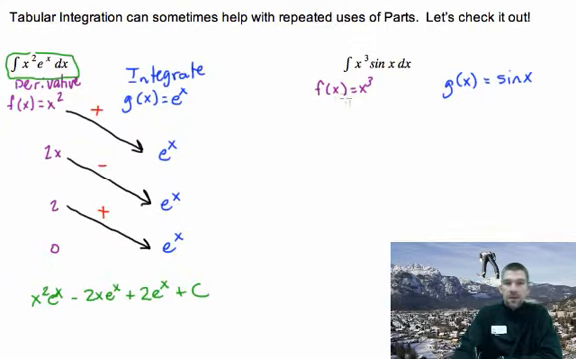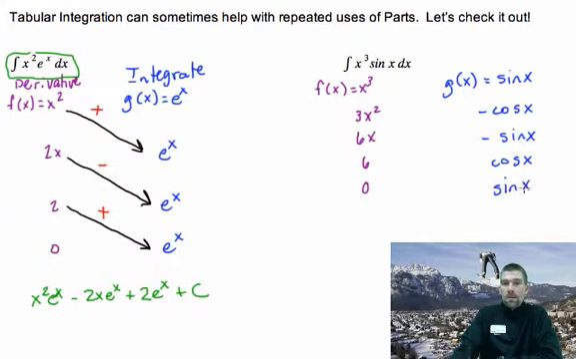And so now when I take my derivatives, I have 3x squared, then 6x, then 6. And we'll probably be okay here, but we'll add 0 just in case. On the other side, sine x, when I integrate sine x, I get negative cosine x. And then I get negative sine x. And then I get cosine x. And then I get sine x. Okay? I just integrate backwards the whole way through.